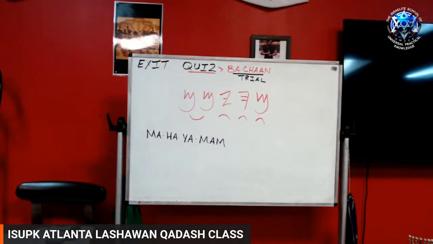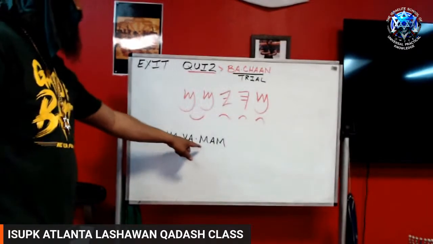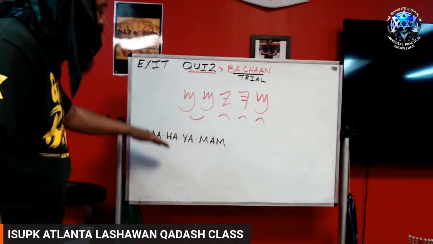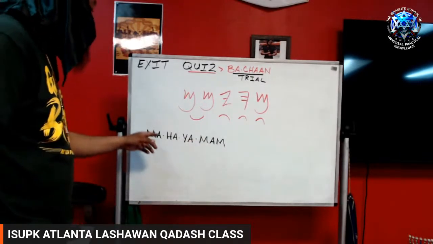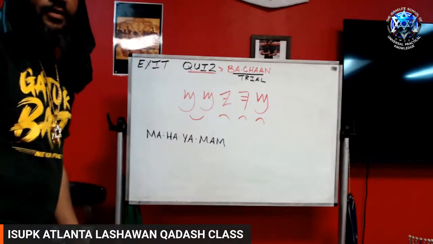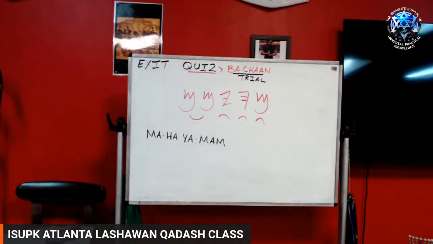Right. So now, young man Abishai, read this. Just now we have this written out in English, in the characters written out in English. Say this again. Mahaya mom. Okay, good. Now say it fast. Mahaya mom. Okay, good. Mahayamum. Right?